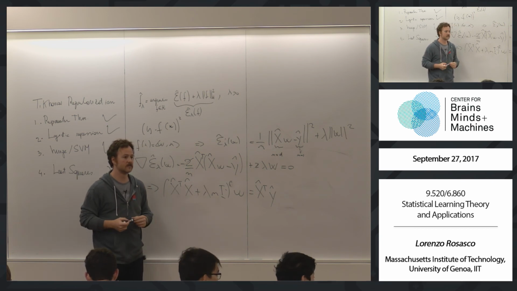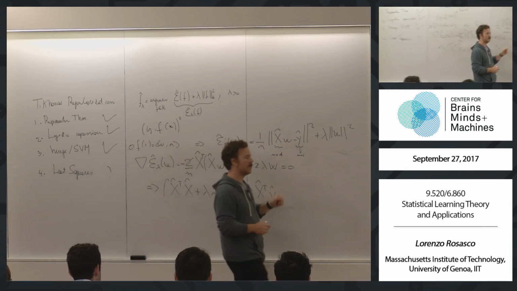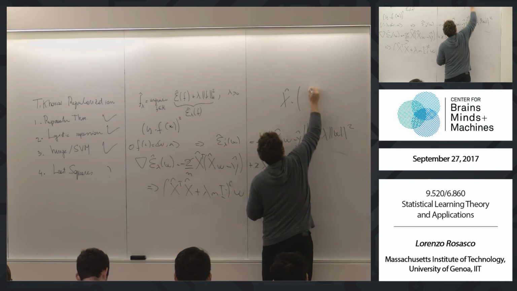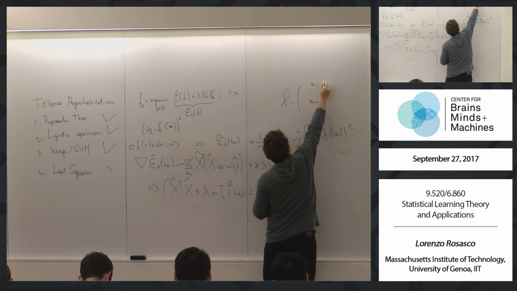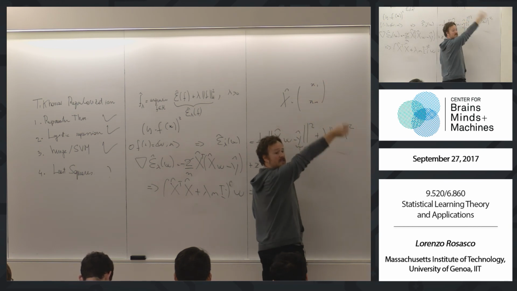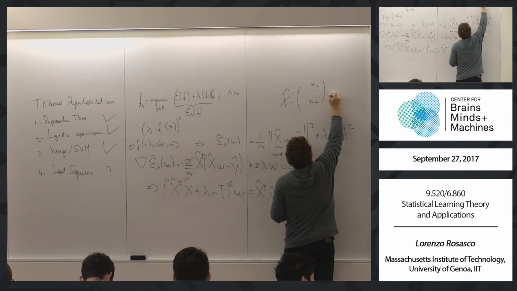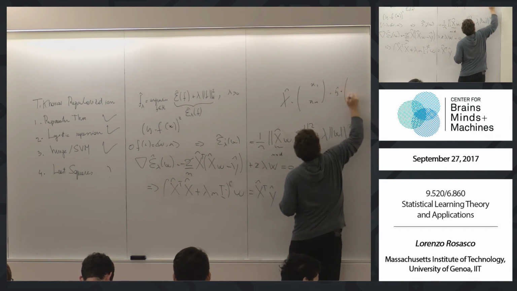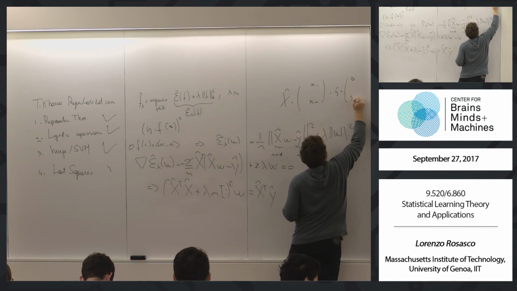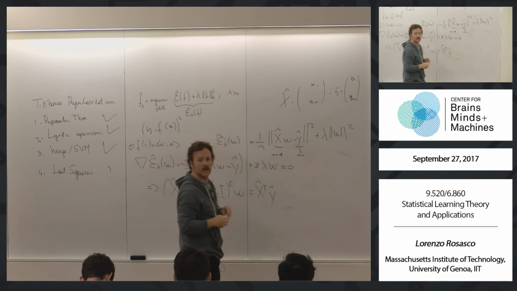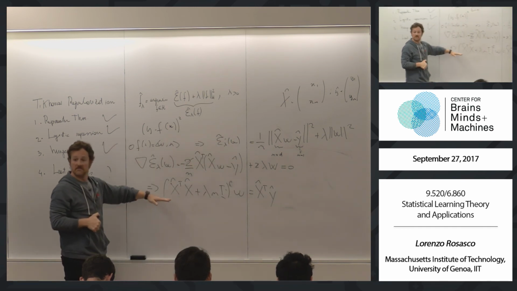Yes? What is that y hat? Well, y hat is just a collection of all the y's. So X is the matrix where in each row I have one element of the training set, x1, ..., xn. So it's n rows, d columns. Y hat is just a vector with y1, ..., yn. Okay? Fine, all right?